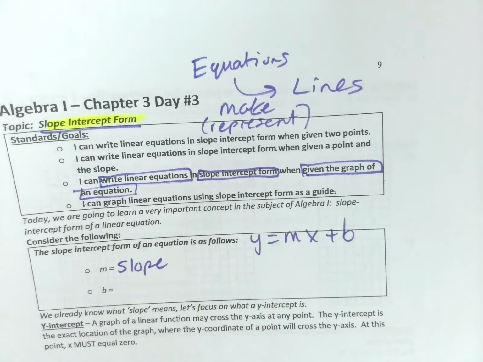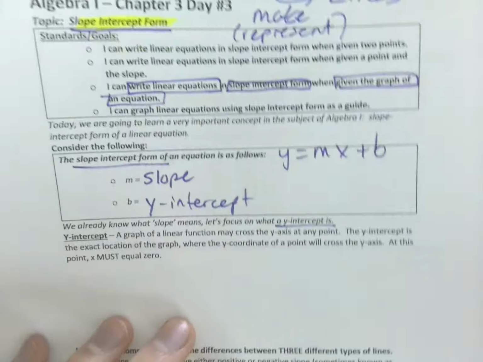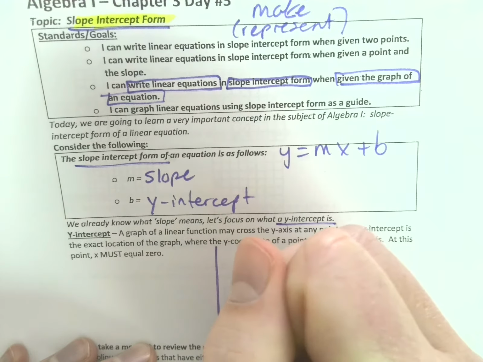Colin told us that slope-intercept form is going to be y equals mx plus b. We know slope is m. And you guys just told us that what represents b? Where the line crosses the axis. Yes, the y-intercept. That's the part that maybe we need just a little bit of a refresher on.